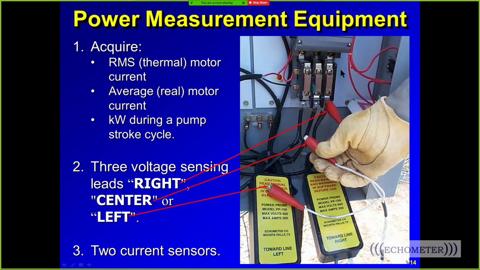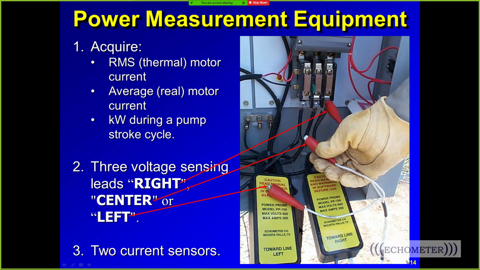Now this is the wired power probe inside the panel, and this is Rusty connecting it. You have two current sensors and three voltage connectors, and this device, at the same sampling speed as the dynamometer test, samples the voltage and the current and outputs the current and the kW. So it calculates the kW inside this box.